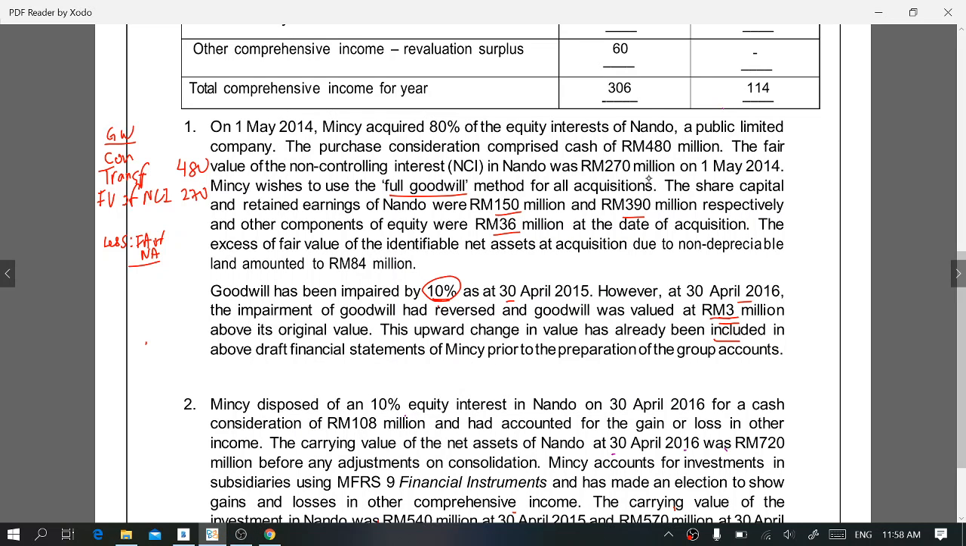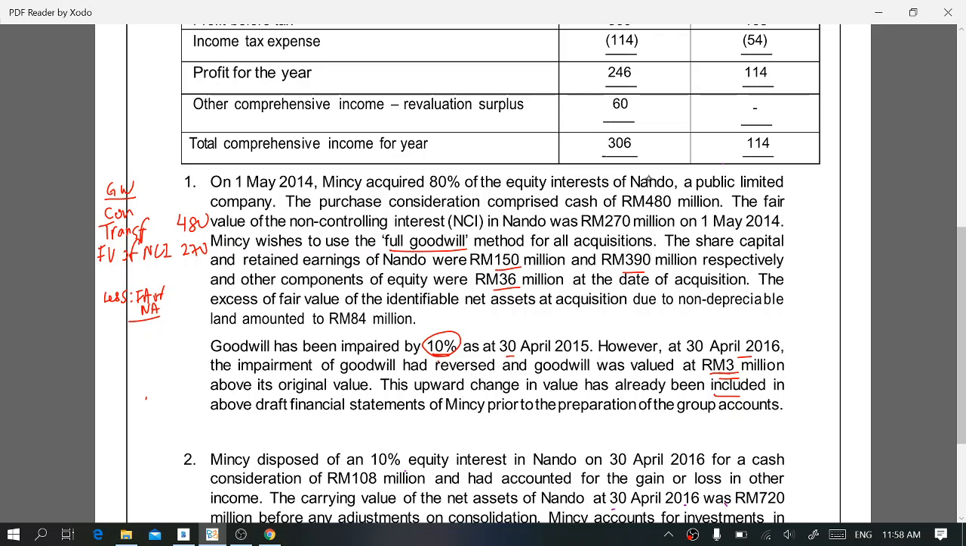Okay, to calculate the goodwill, we start off with consideration transferred of 480, which is here. Consideration transferred, and fair value of NCI given here is 270. Then less fair value of net assets, so we have ordinary share given as 15, retained earning 39, and OCE, other component of equity, 150, 390, and also 36.